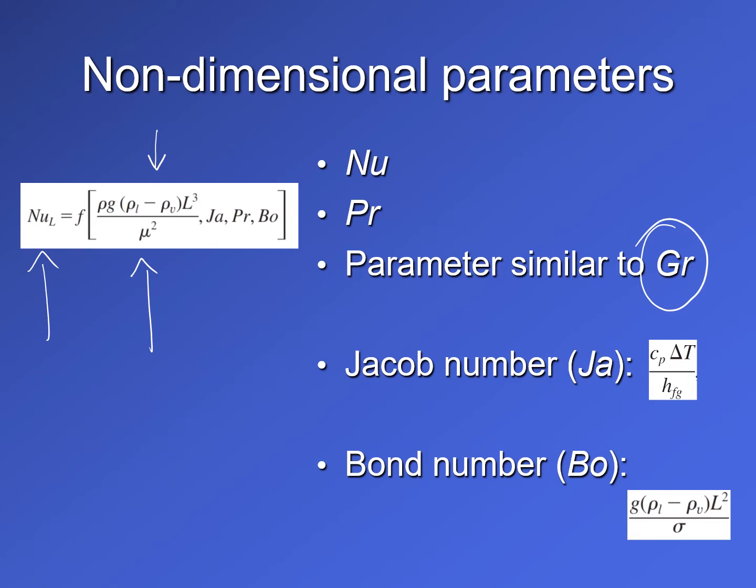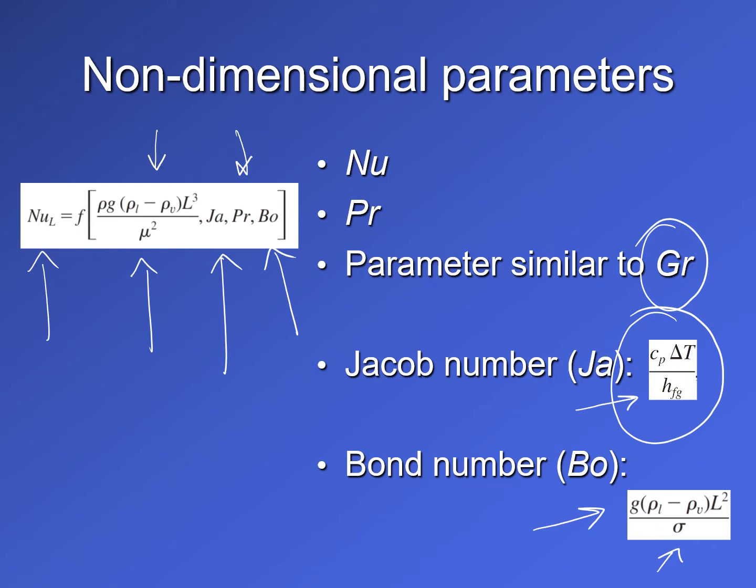And then we have something called a Jacob number, which is given as the Cp, that is specific heat, times delta T. Now, delta T here is the T surface minus T saturation, and in the denominator we have this latent heat. Then we have the Prandtl number as earlier, and then we also have something called a bond number, which includes the effect of the difference in the density and the gravity as well as the surface tension. Okay, so let's visit these parameters again in a bit more detail.